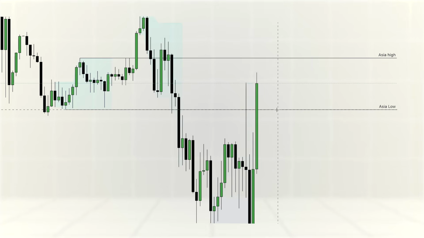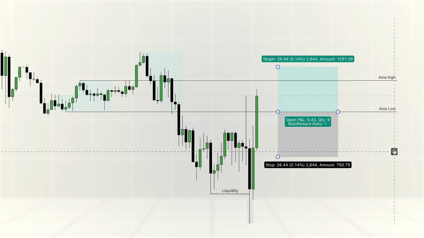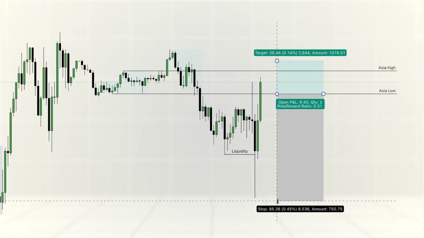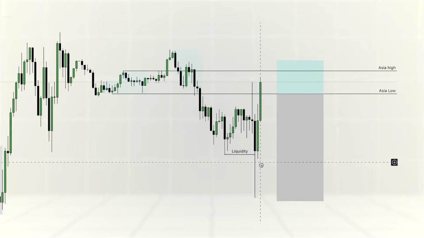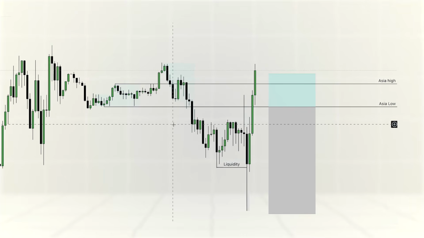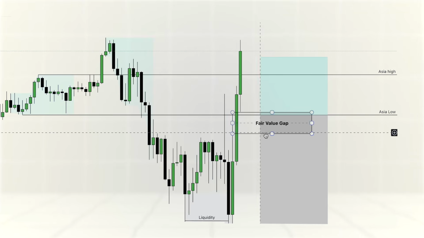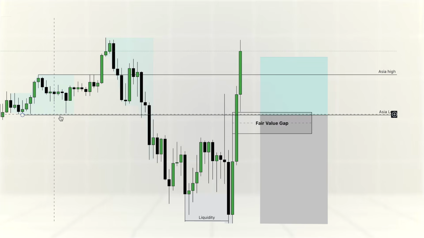So, what do we do now? Now we take our long entry from the Asian low price level. Where do we place our stop loss? If we look here, we could place our stop loss below this low, but that stop loss is extremely large. However, if we wait one more candle, what do we see? We see a fair value gap form. This fair value gap aligns perfectly with the Asian low.